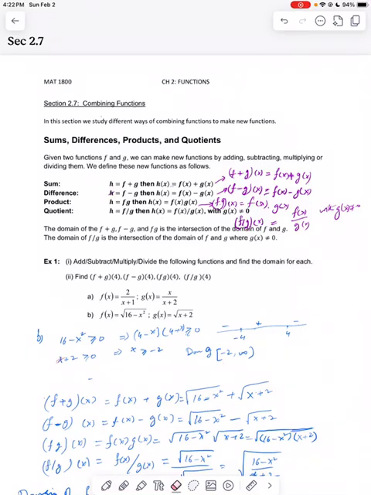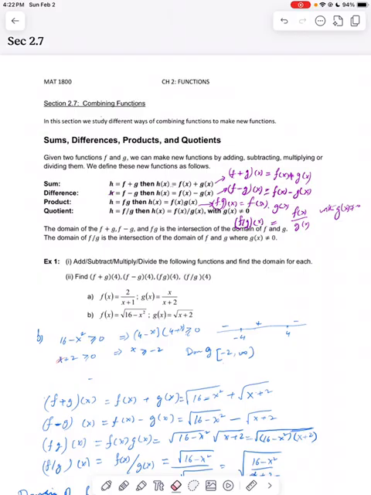Hello, we are at section 2.7, which is about combining functions. So you'll notice here that we can combine already existing functions by these processes or operations, and we can get new functions. When we get a new function, we want to talk about its domain. That's the first thing we do. So we will discuss how these new functions are defined, and how we find the domain.